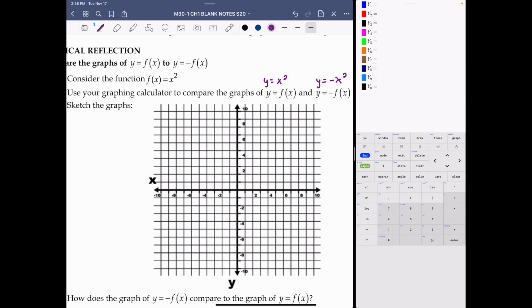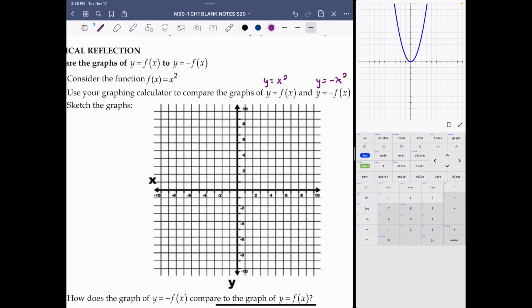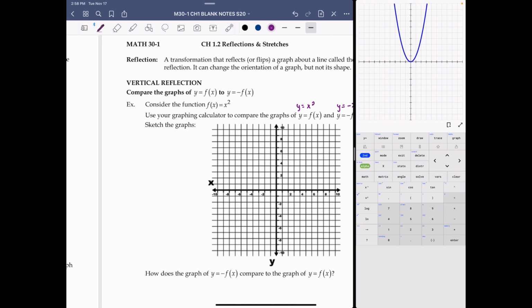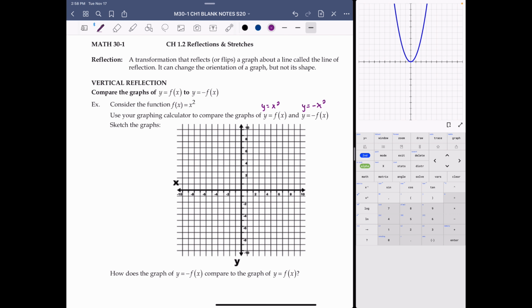we can graph x squared, which gives us this. We can also make a table of values to help us plot some points. For y equals x squared, we have x values, y values. Let's go -3 to 3 for the x values.